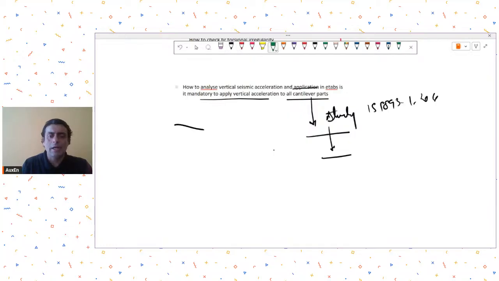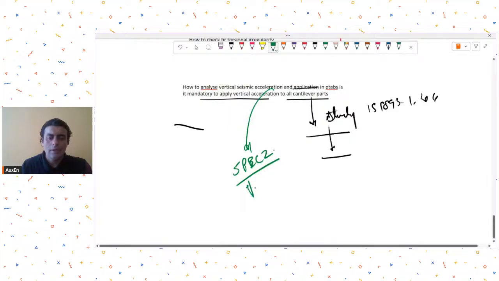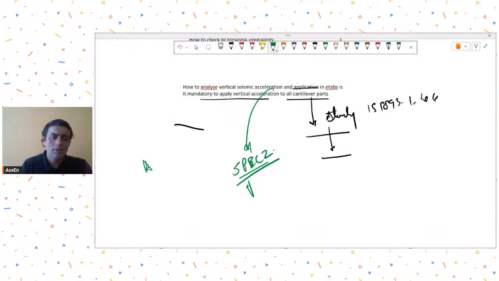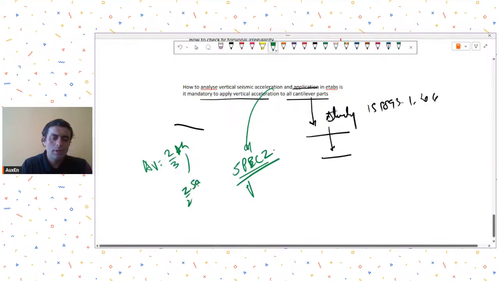And how to apply: as I was telling you, you define a spec, let's say spec Z, in ETABS, and it will be defined as a response spectrum function. Now in the response spectrum function, you find out the AV as 2/3 of AH. AH you find out as Z upon 2 into SA by G into I by R. So you know the AV.